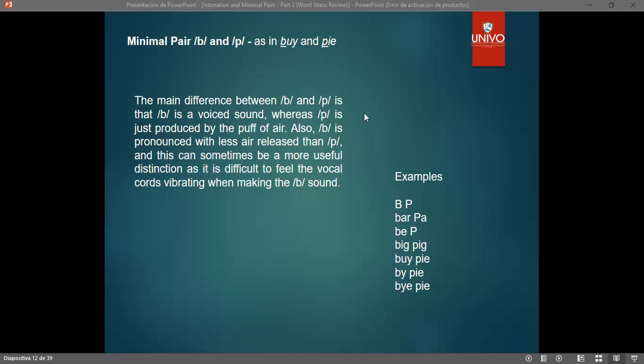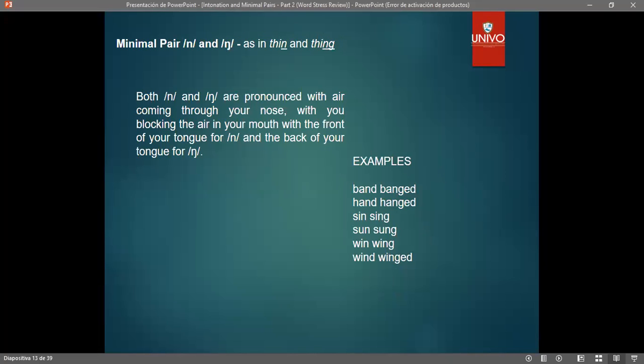So the next one says right over here, well, I think you are very familiar with these two, right? The N and ng, because the first one is just a simple N, as you can see in the examples. The second one is the combination of N and G.